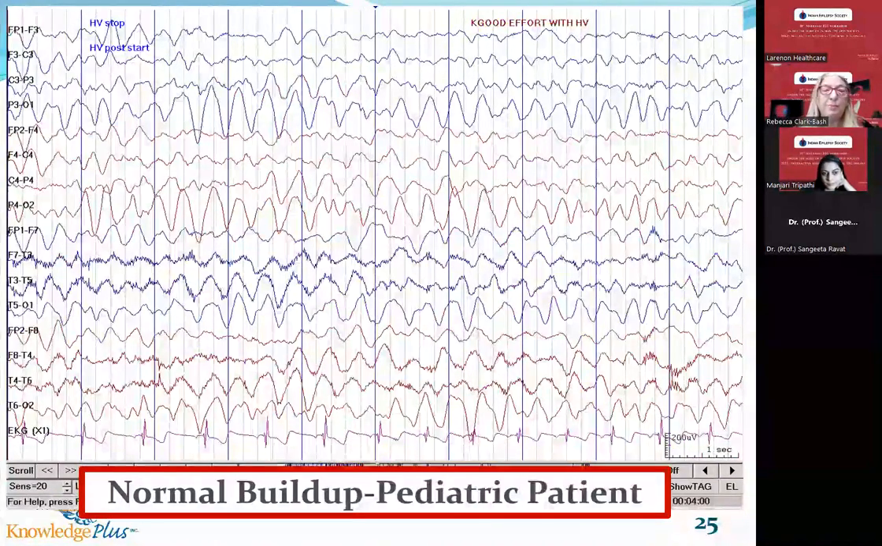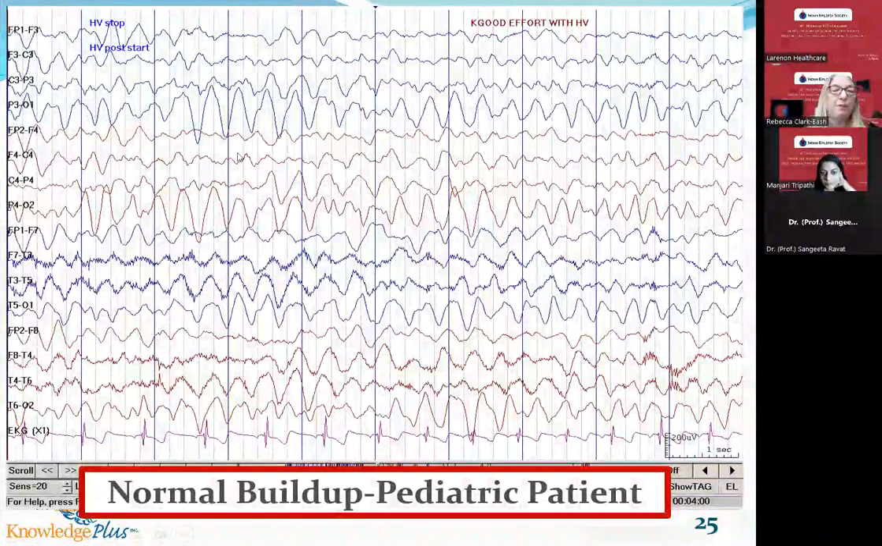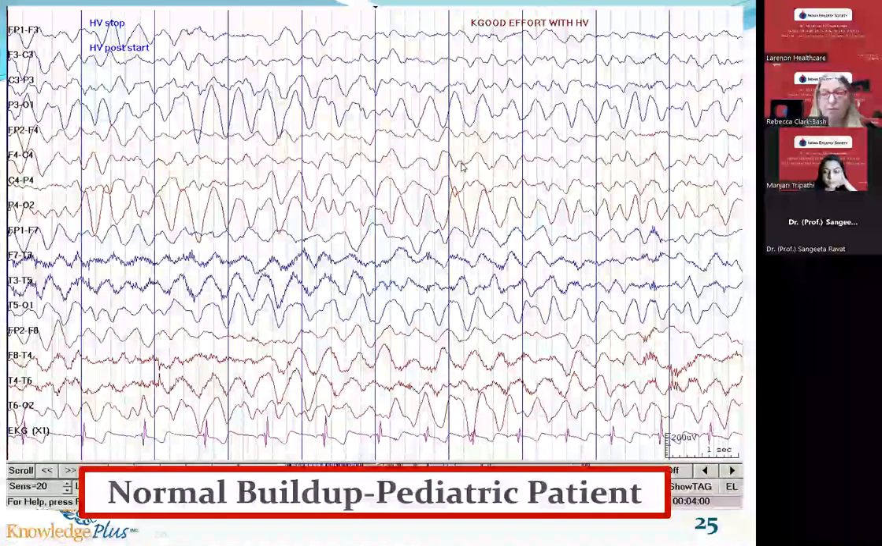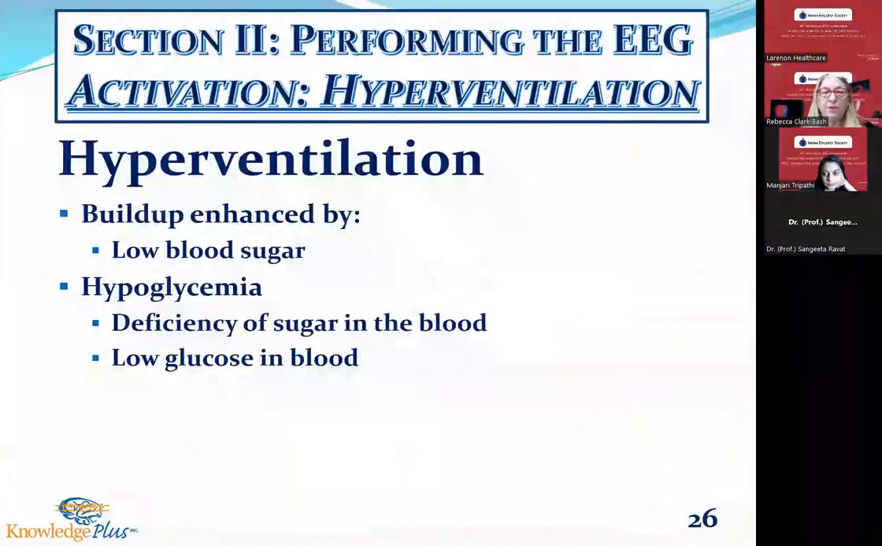Here's another pediatric patient. The fourth line up here, P3 to O1, the eighth line, P4 to O2. Beautiful delta range buildup response. Normal. Linked to no diagnoses.